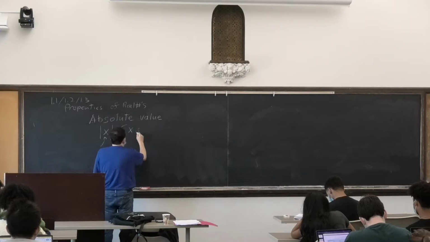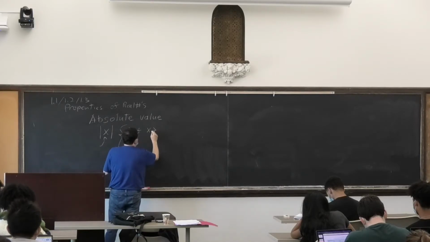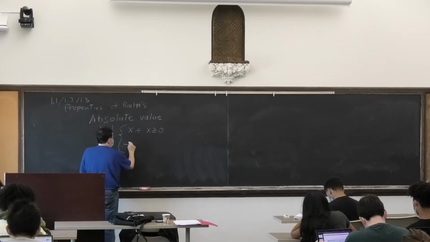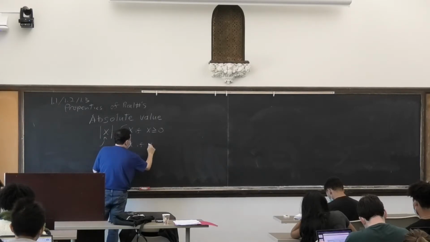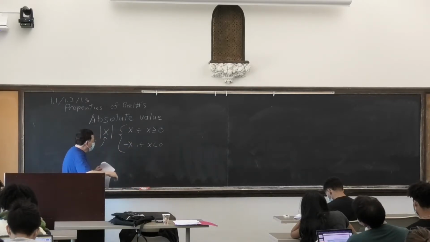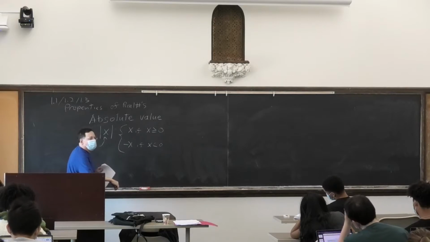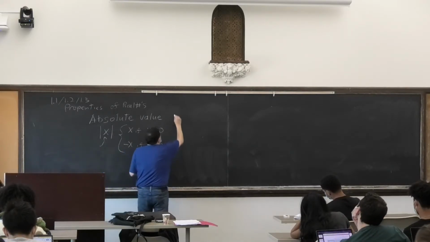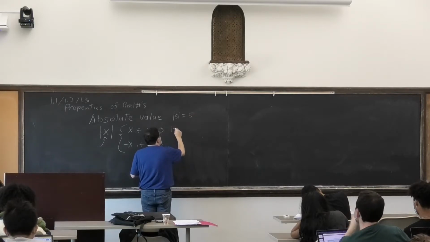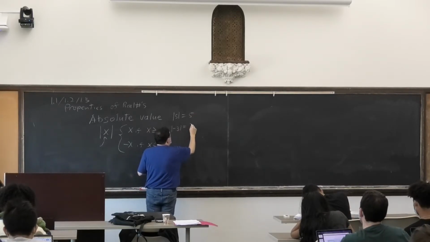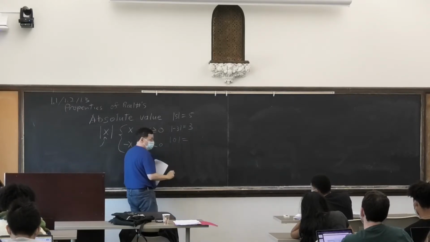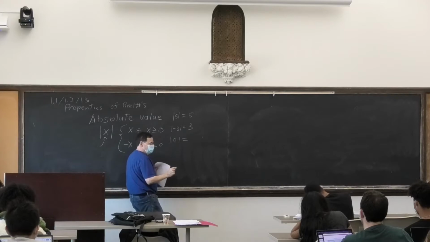X, if x is greater than or equal to 0, and it's minus x if x is less than 0. Straightforward. Absolute value of 5 is 5. Absolute value of negative 3 is 3. Absolute value of 0 is 0.